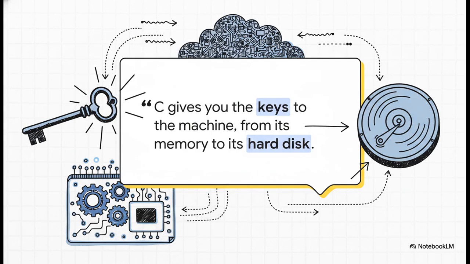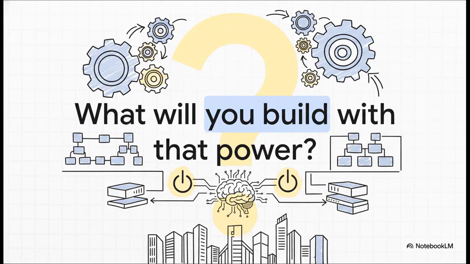When you really boil it all down, it comes back to this one core idea. C doesn't just let you write a program, it literally gives you the keys to the machine itself, from its individual memory addresses all the way down to its physical hard disk. It's a language that puts immense trust in the programmer, offering unparalleled control and performance in return. So the only question left is, what are you going to build with that power?